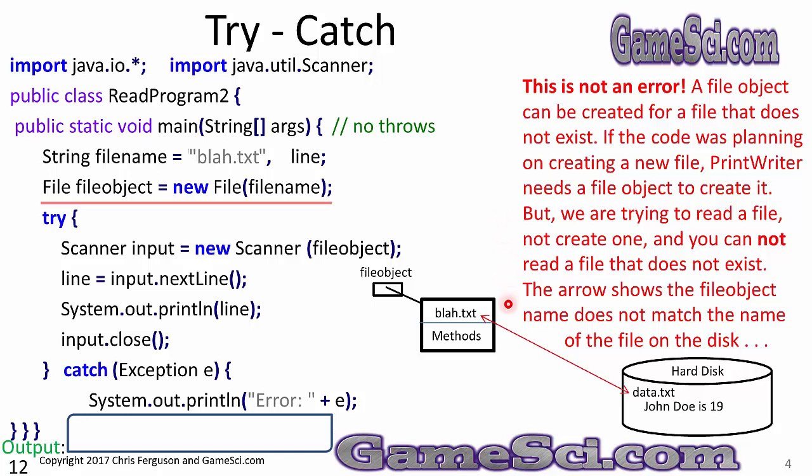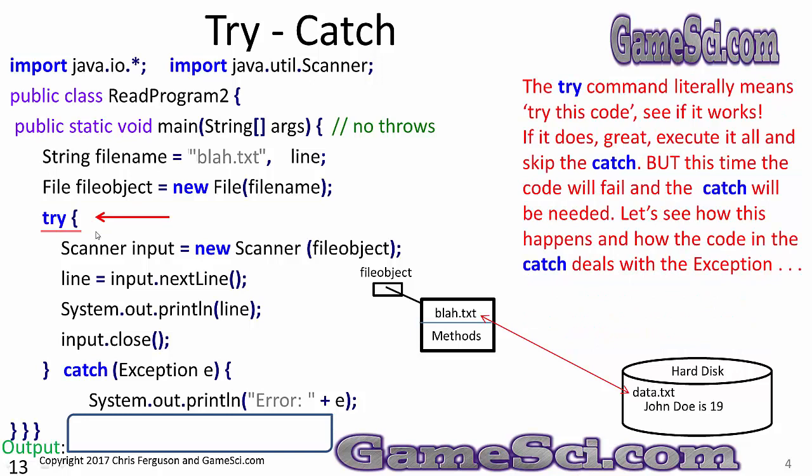The arrow shows the file object name does not match the name of the file on disk. We have this file object open on blah.txt. It's not on there, but the error will not occur at this point. It will occur later. Here's our try command. It literally means try this code, see if it works. If it does, great, execute it all and skip the catch. But this time, the code will fail and the catch will be needed. Let's see how this happens and how the code in the catch deals with the exception.